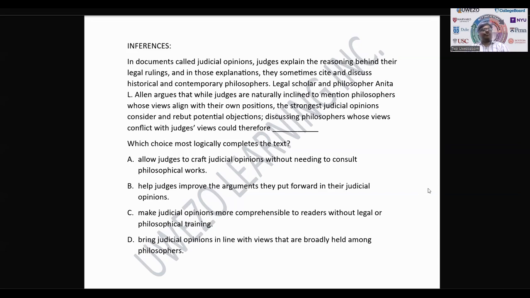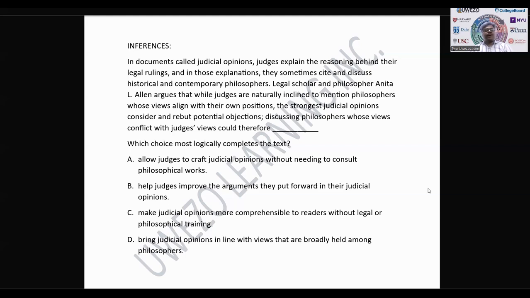Let's look at the passage quickly. In documents called judicial opinions, judges explain the reasoning behind their legal ruling, and in those explanations, they sometimes cite and discuss historical contemporary philosophers. Legal scholar and philosopher Anita L. Allen argues that while judges are naturally inclined to mention philosophers whose views align with their own positions, the strongest judicial opinions consider and rebut potential objections. Discussing philosophers whose views conflict with judges' views could therefore.